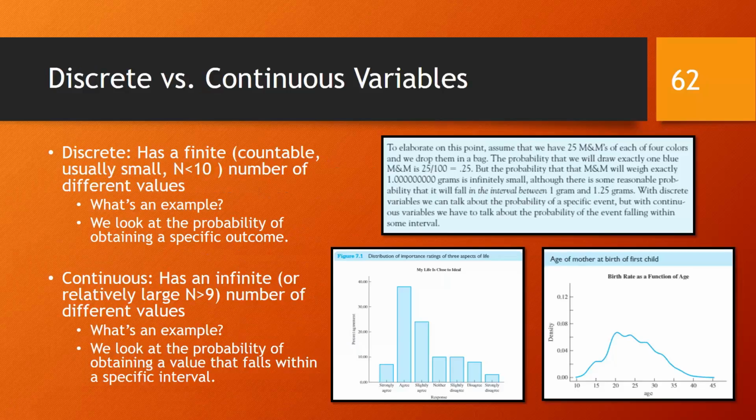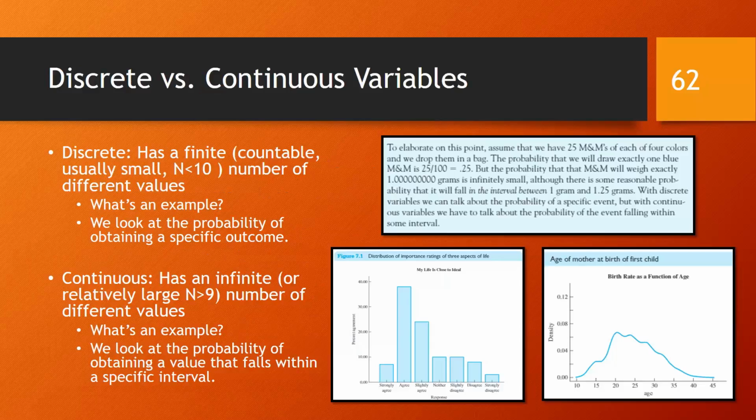What is the probability that an M&M will weigh exactly 1 gram? It is infinitely small, but there is some reasonable probability to think that the weight will fall in the interval between 1 gram and 1.25 grams. Notice the difference between what we can talk about with regard to probability for discrete variables versus how we talk about probability for continuous variables falling into some interval rather than a specific event or value.